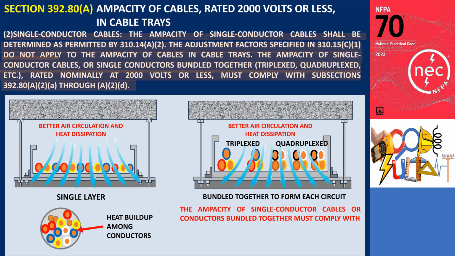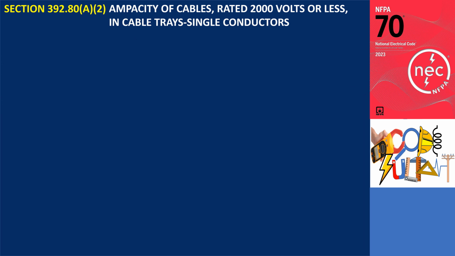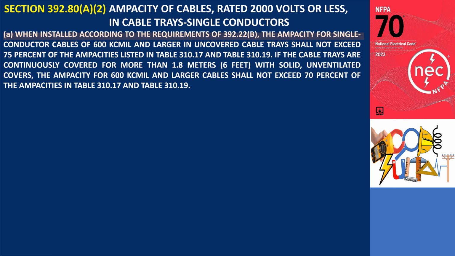Furthermore, the ampacity of single conductor cables or conductors bundled together with a nominal voltage rating of 2000 volts or less must comply with subsections 392.80(A)(2)(a) through 392.80(A)(2)(d). Subsection 392.80(A)(2)(a): when installed according to the requirements of 392.22(B), the ampacity for single conductor cables of 600 kcmil and larger in uncovered cable trays shall not exceed 75% of the ampacities listed in Table 310.17 and Table 310.19. If the cable trays are continuously covered for more than 1.8 meters, 6 feet, with solid, unventilated covers, the ampacity for 600 kcmil and larger cables shall not exceed 70% of the ampacities in Table 310.17 and Table 310.19.